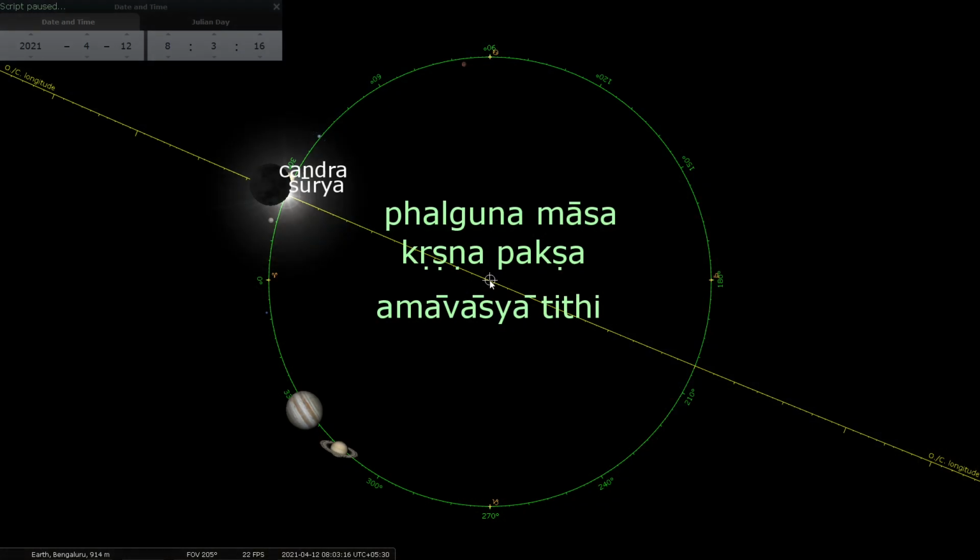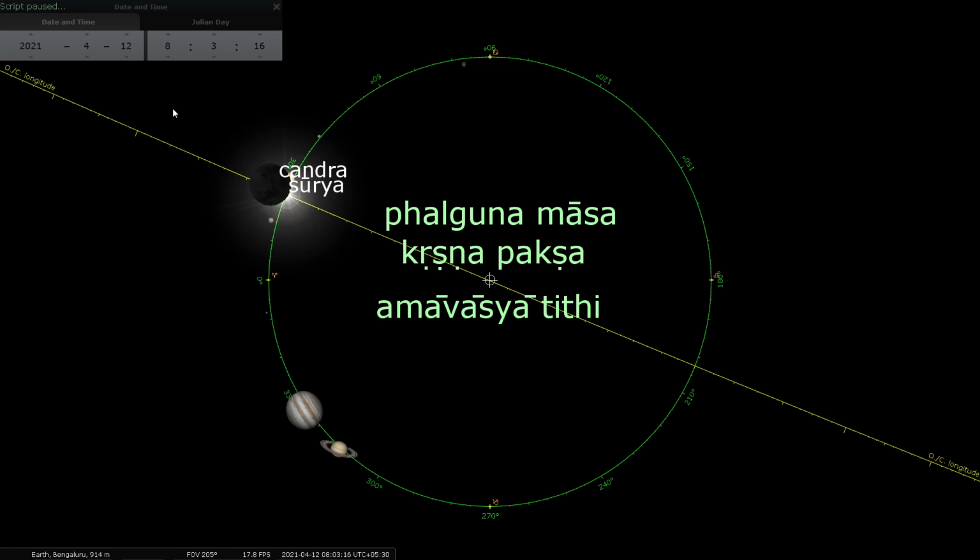Okay, let us get started. The topic of today's animation is the concept of Tithi in the Hindu calendar. Now, the definition of Tithi is very simple, but it is also very geometric in nature. The Tithi is defined as the time taken by the moon to move 12 degrees from the sun. What does that mean? Let us take a look.